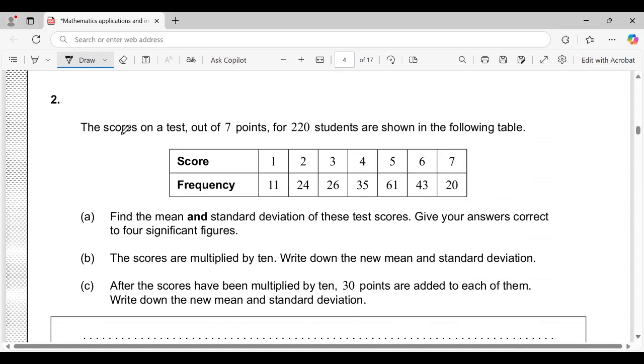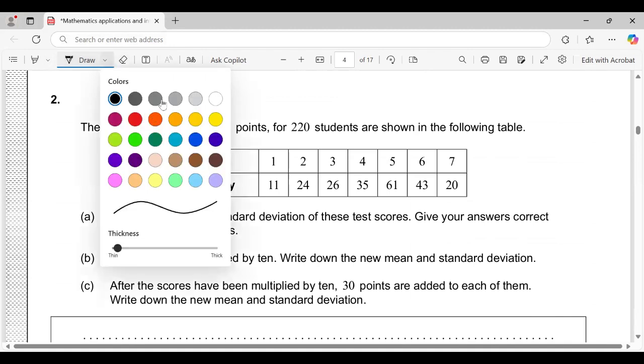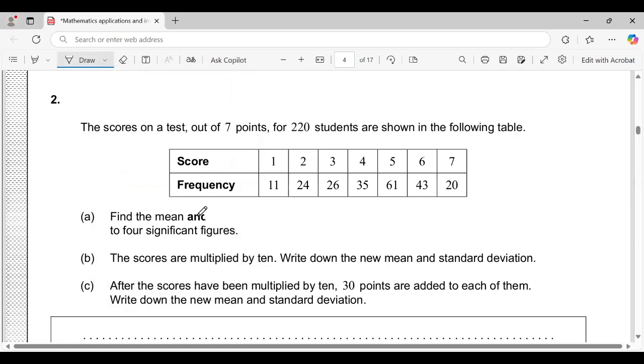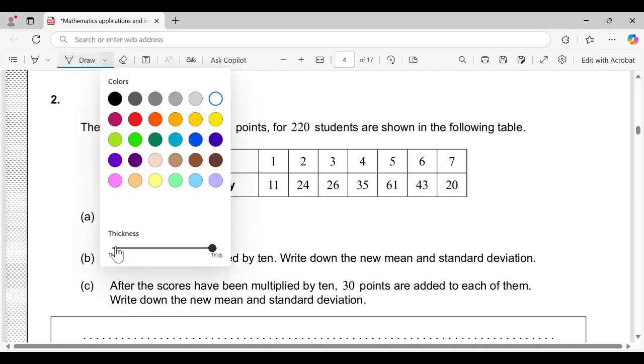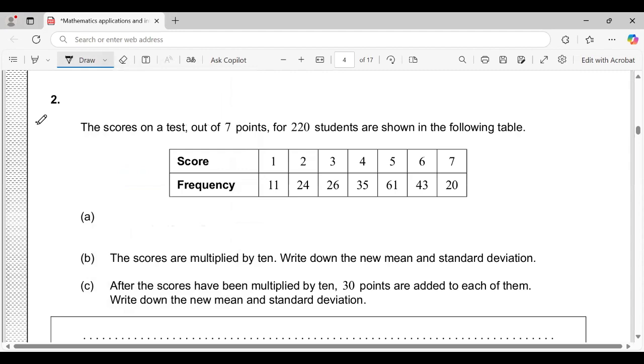The scores on a test out of 7 points for 220 students are shown in the following table. Find the mean and standard deviation of these test scores. Give your answers correct to 4 significant figures. So I would like to add 3 more rows. I'm going to clean this area first. Okay. If this row is X and this row is F, I would like to add F times X.